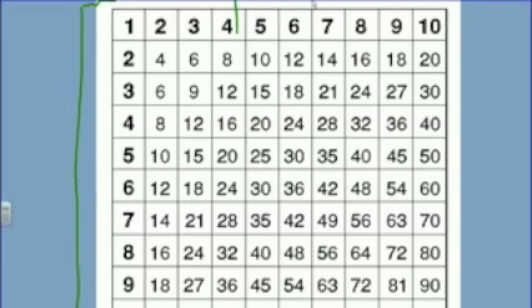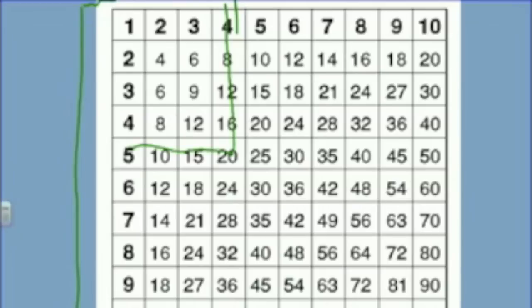For example, 5 times 4. The 5 from the left column to the 4 in the top row. They intersect at the 20. So 20 is the answer to 5 times 4.